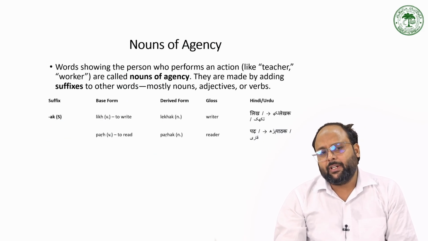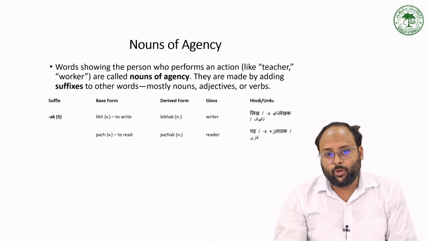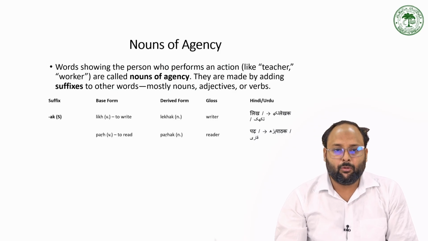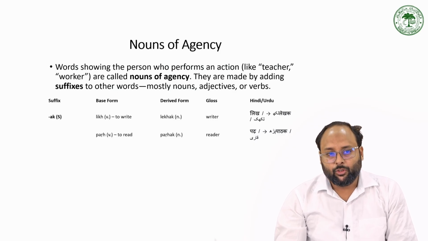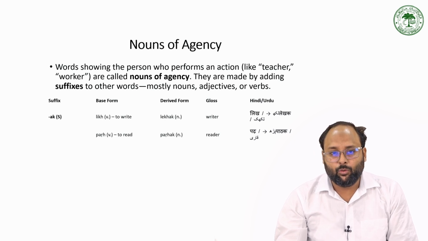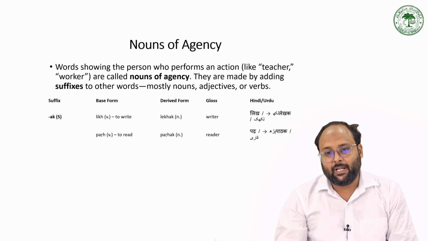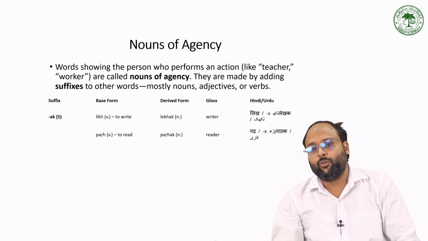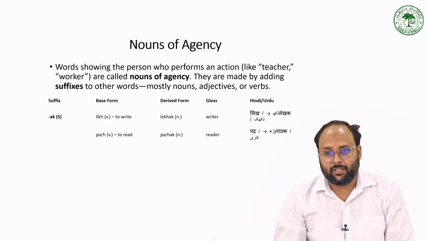Now come to the noun of agency. Noun of agency means when the noun is the doer of action. When we are creating the noun from a verb, adjective or another noun, that noun takes the doer of action form. It occurs as the subject and performs as a doer of action, like teacher, worker. They are the entities who perform some action in the sentence.